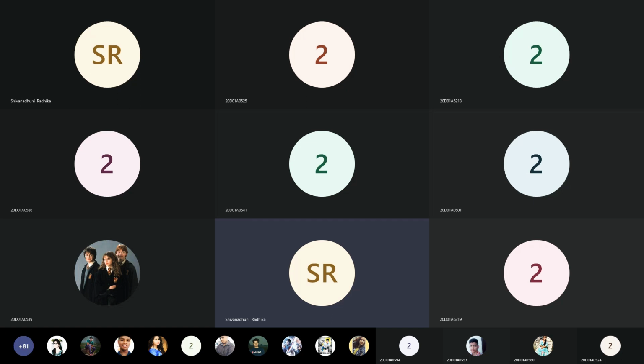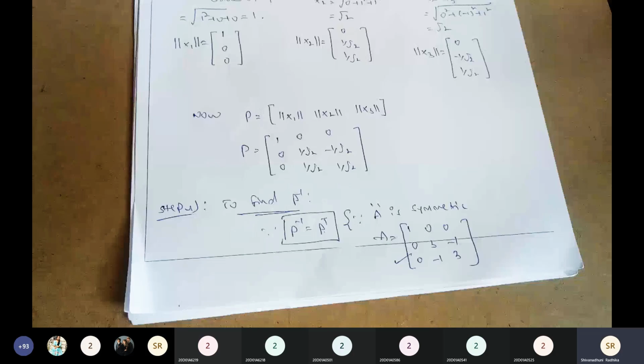Now it is clear? Yes, ma'am. Clear. Now, P inverse equals to what we have to write? P transpose. Now, we are going to substitute in the given finding the P inverse, right?